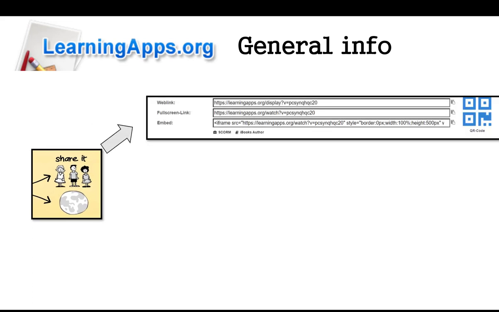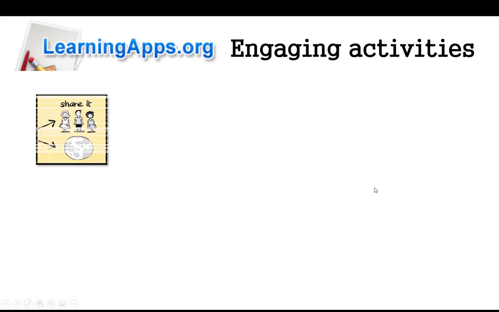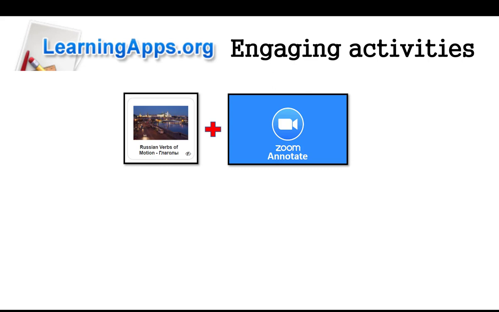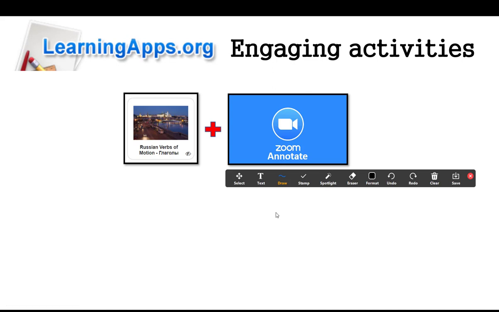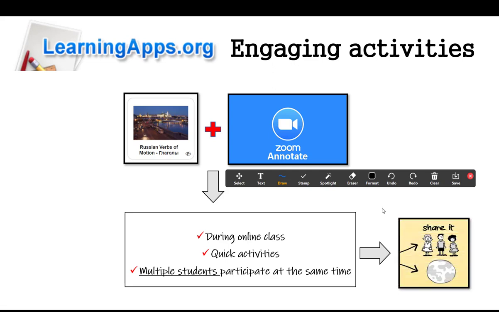Now today I'm going to show you that instead of simply sharing it with your students, you can do something else. And for that, you will need to create the app, and you use a program like Zoom or Google Classroom, any program that lets your students and you annotate the screen or write on the screen. I'm using Zoom, that's why I'm giving an example from Zoom. So what it basically creates is an activity during your online class. It's very quick and multiple students participate at the same time. So it's very engaging. And then of course you can share your activity later so students can practice.